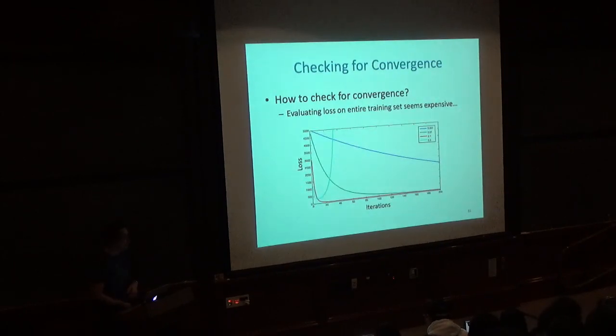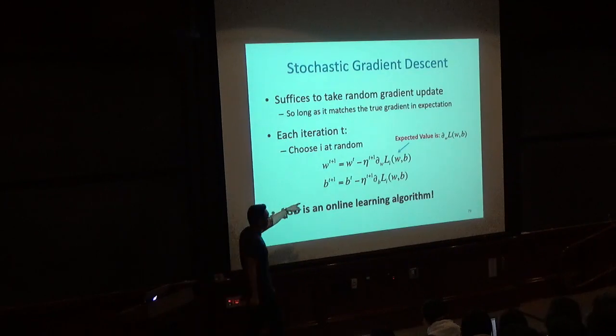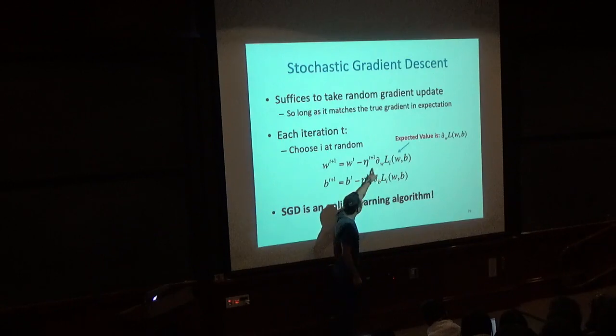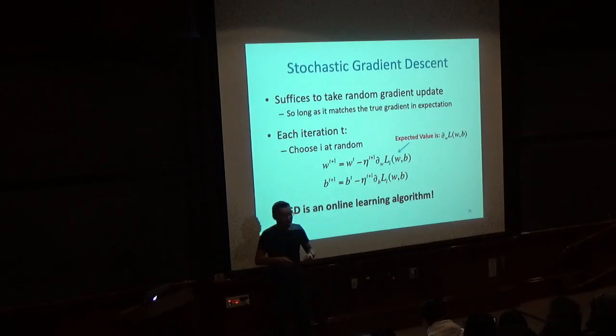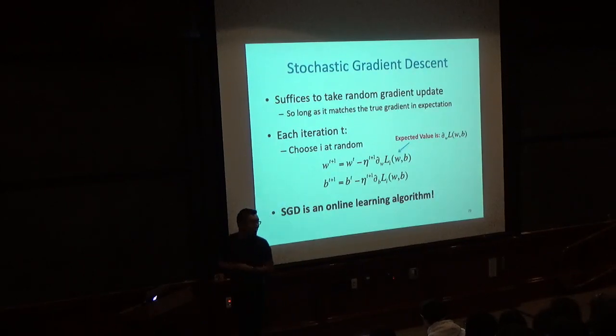Okay, so now let's talk again about checking for convergence. So how do we check for convergence? Well, do we want to evaluate the loss function of the entire training set every time? Here's a thought experiment. I have a training set of, let's say, 1 billion examples, and I look at 500 of them. I do a gradient update, and then I look at the remaining 1 billion examples to see if I've converged. That seems kind of silly in terms of computation.